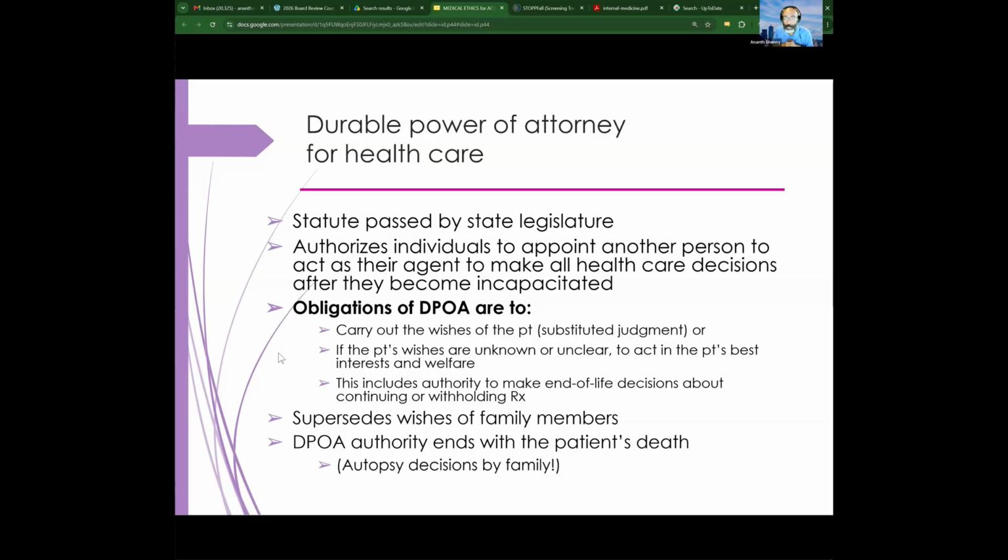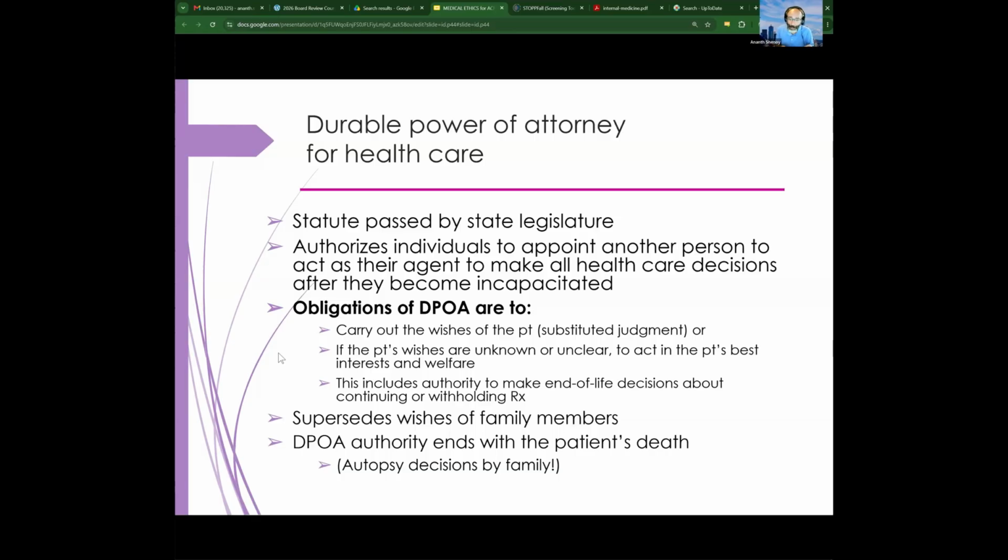Powers of attorney are vested with the authority to make any decisions for healthcare, including but not limited to end of life decisions, which include continuing or withholding treatments. One of the challenging situations, and if you haven't been through this in your career, very likely at some point you will, is that the power of attorney supersedes the wishes of family members, and other family members may not be happy about this or may not agree with it. But that also doesn't change the fact that the power of attorney has the ability to carry out the decision making. And an interesting nuance, the power of attorney actually ends with the patient's passing away.